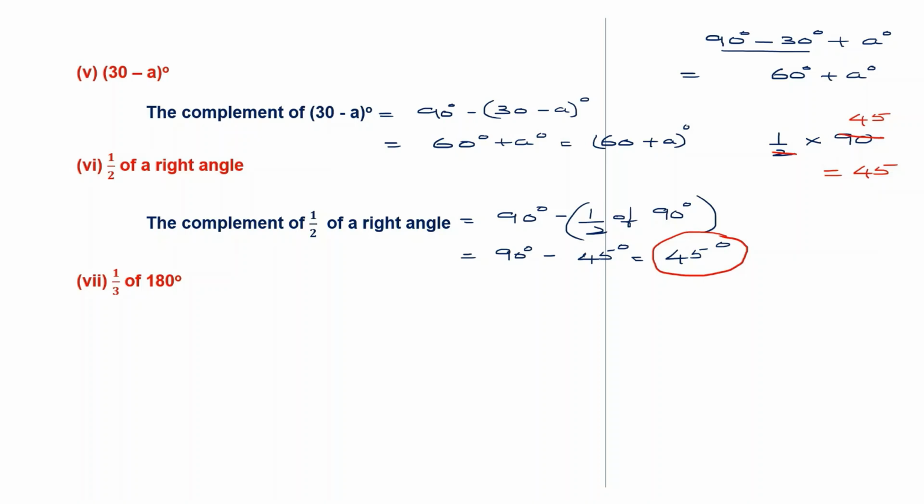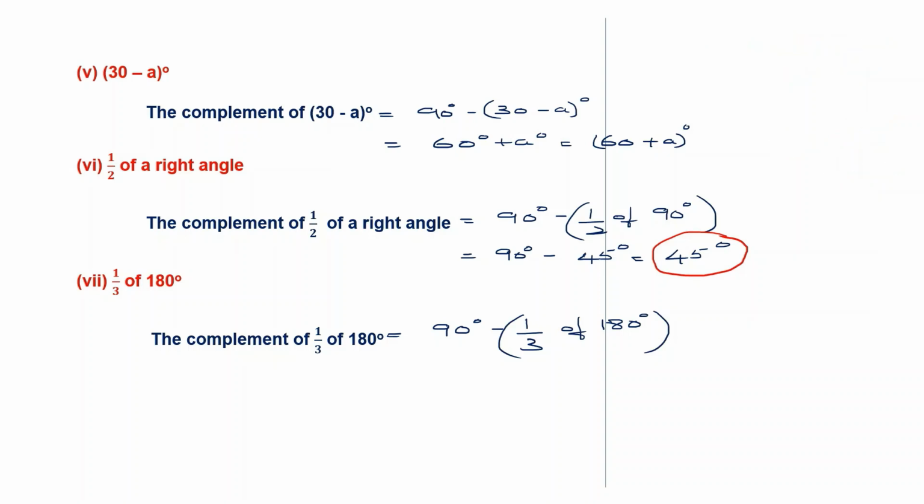Question 7. 1/3 of 180 degrees. So the complement of 1/3 of 180 degrees, we write it the same way: 90 degrees minus 1/3 of 180 degrees. So let's put this in brackets and solve 1/3 of 180 degrees. So we're going to work this out here.